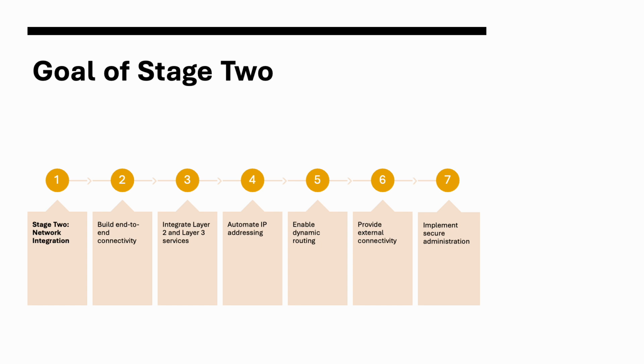We needed end-to-end connectivity between the devices. We also worked with layer 2 and layer 3 networking, automatic IP address assignment, dynamic routing, external connectivity, and secure access. So for me, stage 2 was where the project started to feel like a computer network instead of separate devices.